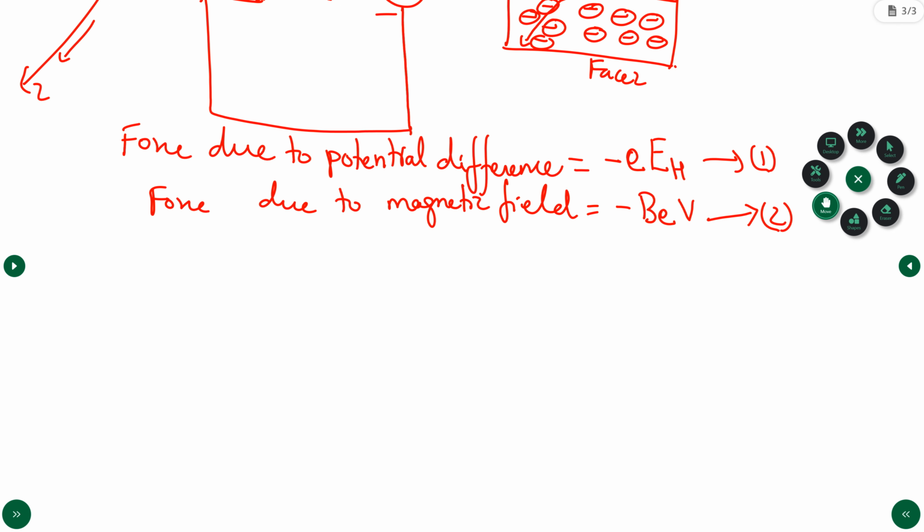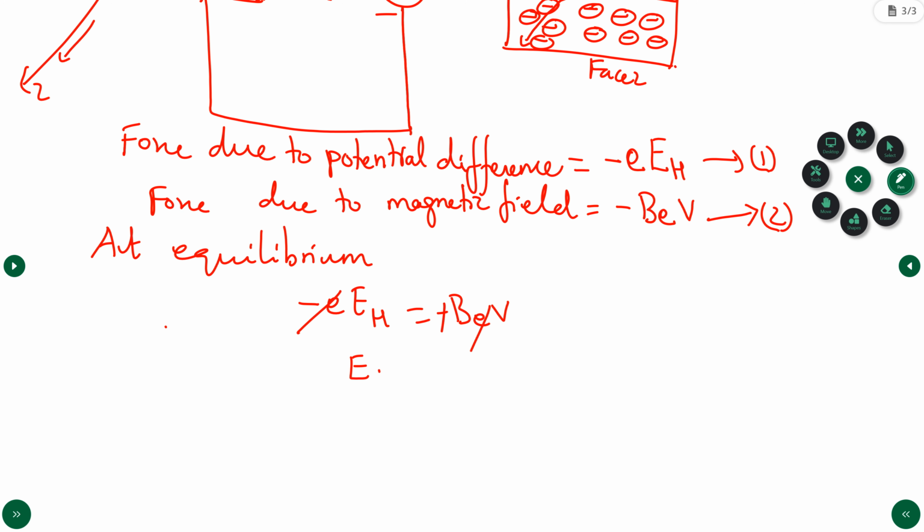Okay, so at equilibrium, the force due to the potential difference is equal to the force due to the magnetic field. So equation 1 is equal to equation 2. Both sides have the minus, so both will get cancelled. So minus eEH is equal to minus BeV. So this e will get cancelled. So EH is equal to B into V. Put this as equation number 3.